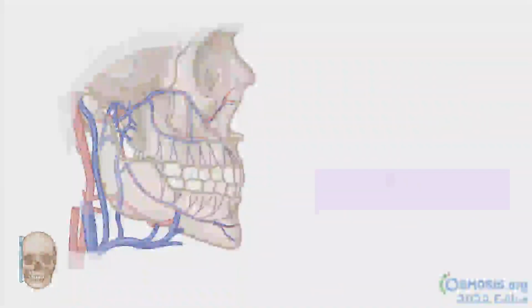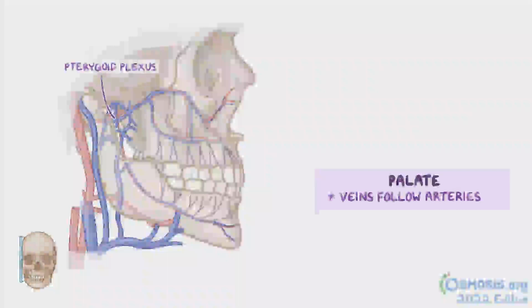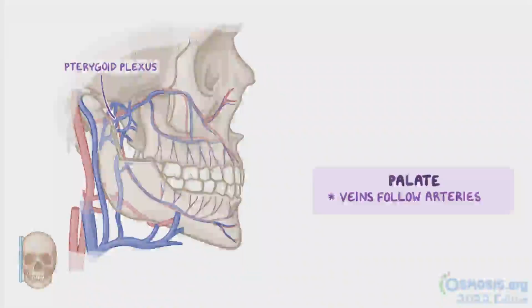The veins that drain the palate follow the arteries that supply it and end up draining into the pterygoid plexus of veins, just like the veins that drain the teeth and buccal gingivae. This plexus mainly drains into the maxillary veins, which end up draining into the internal jugular vein.